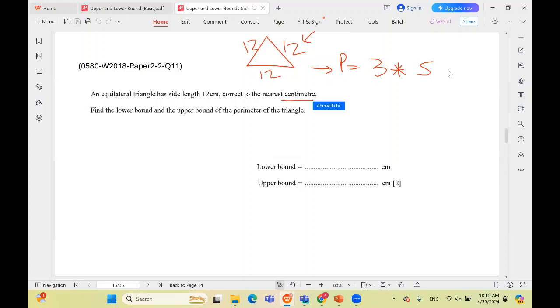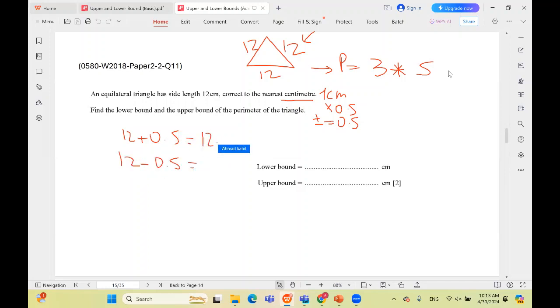So this is 1 centimeter. We need to multiply that by half. We get 0.5. This is what we're adding and subtracting. So we have 12 plus 0.5 and 12 minus 0.5.